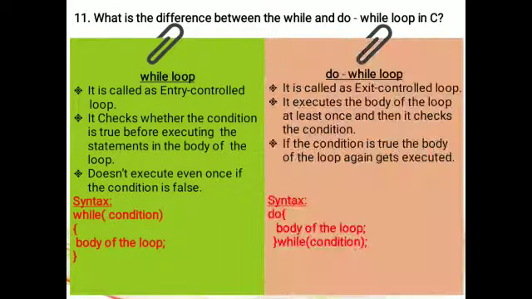Do while loop is called an exit checking loop. It executes the body of the loop at least once before checking the condition. Then it checks the condition. If the condition is true, the body of the loop gets executed again. Syntax: do, body of the loop, while, condition, followed by a semicolon.